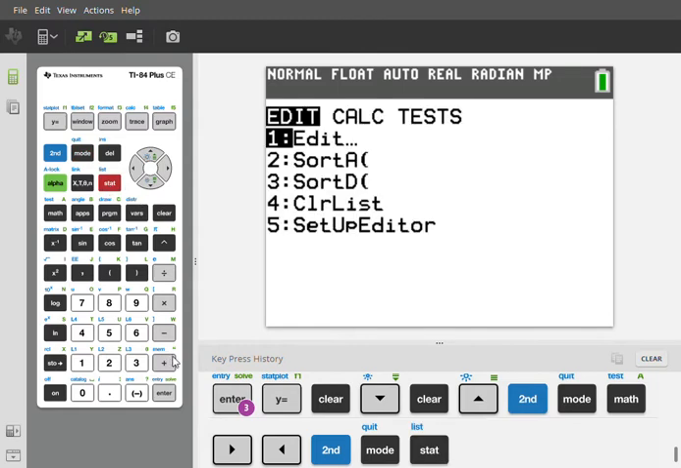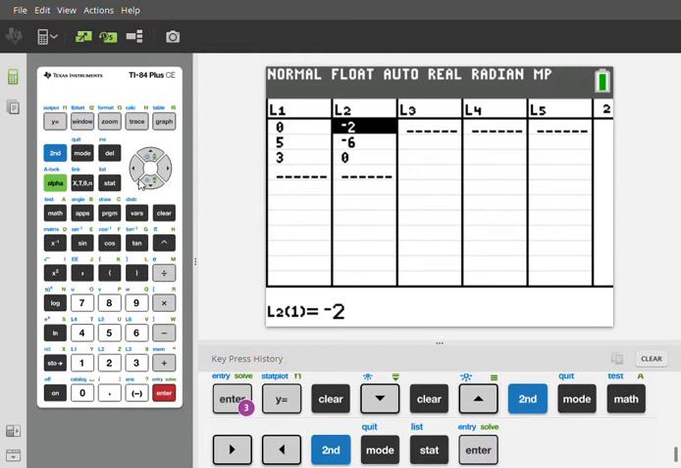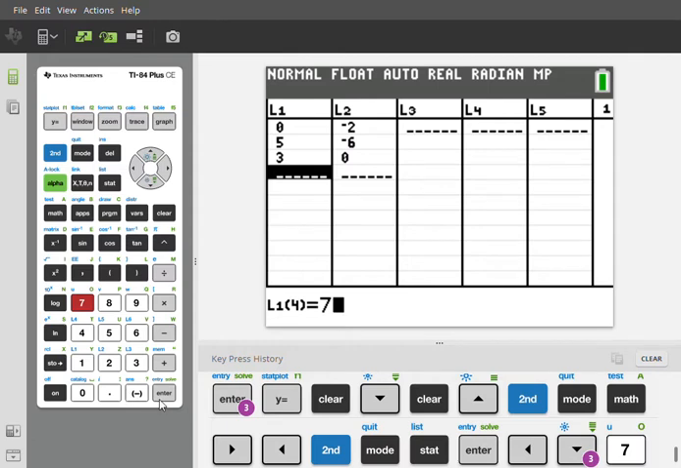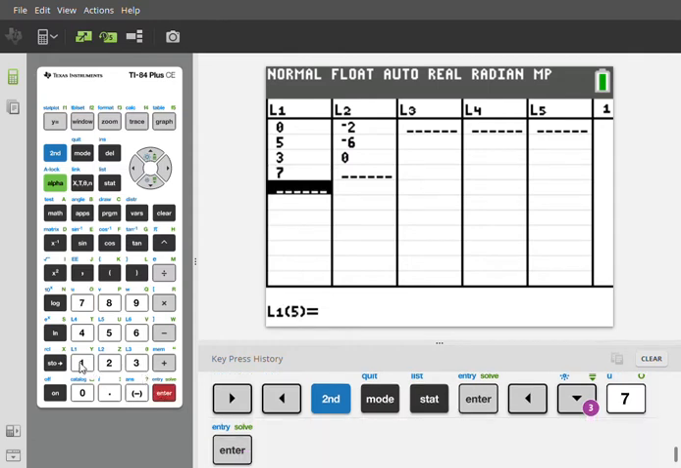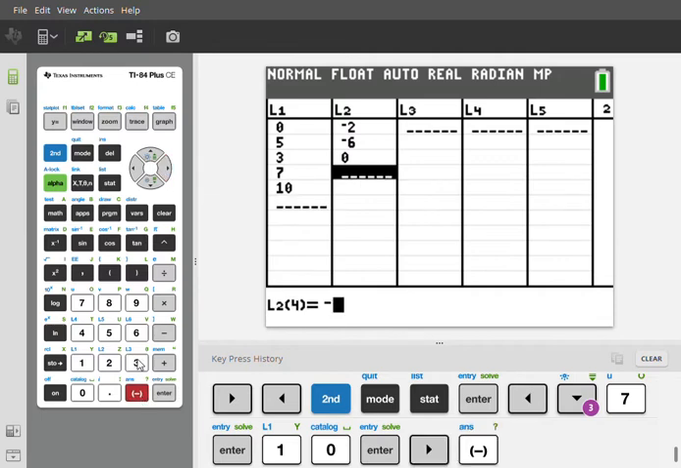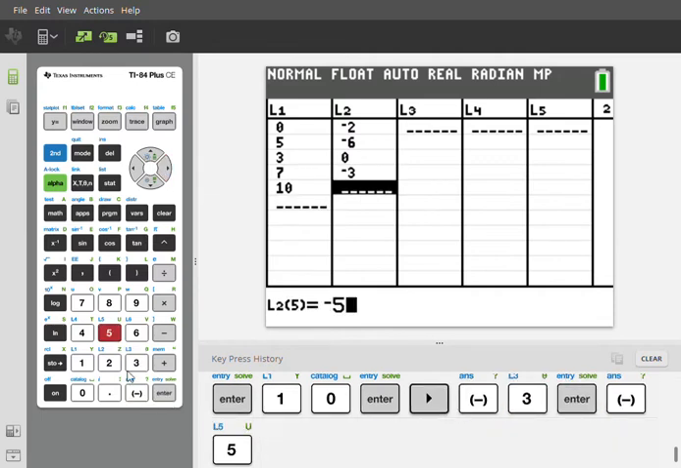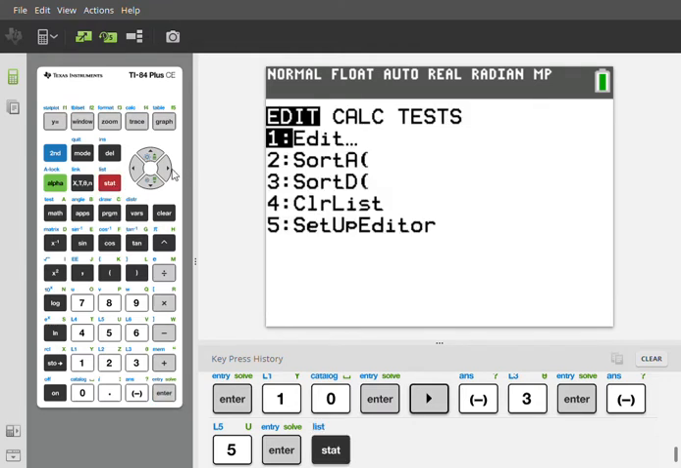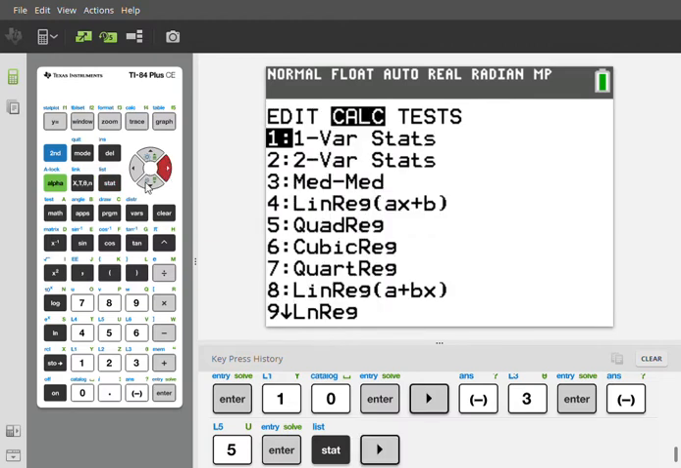So let's go to Stat, Edit, and I've already got some data points in there. I might just add a couple more. All right. So let's find the best fit straight line through the data points first. And we did this on another video, but I want to do a few other things with this too. But remember, to do that, you go to Stat, Calc, and then Linear Regression.